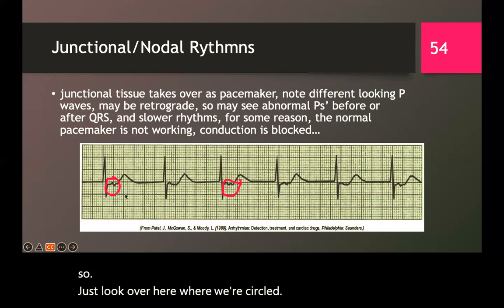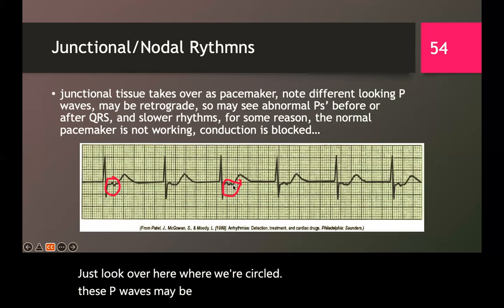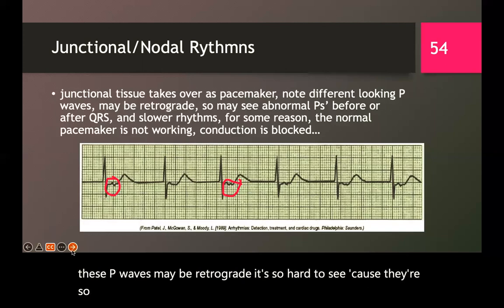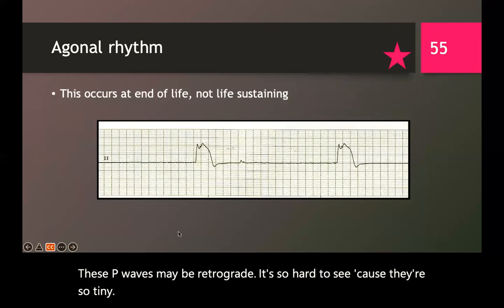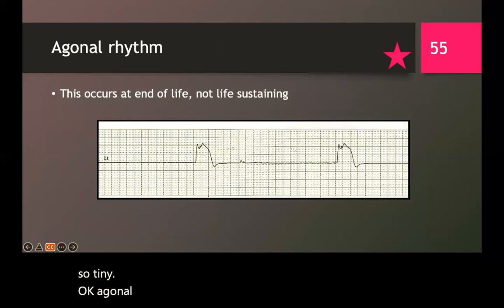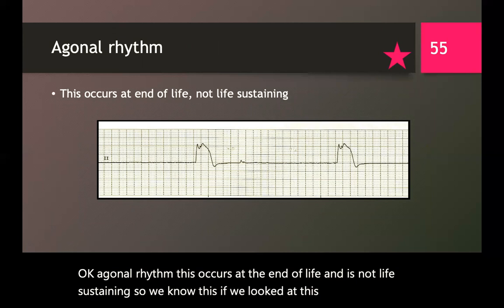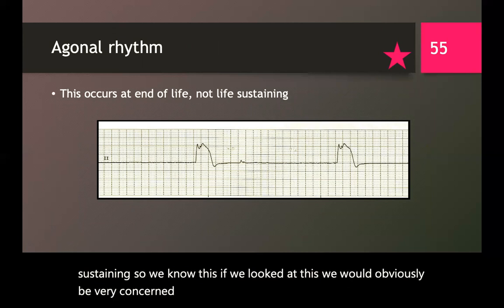These P waves may be retrograde. It's so hard to see because they're so tiny. Okay, agonal rhythm. This occurs at the end of life and is not life-sustaining. So we know this. If we looked at this, we would obviously be very concerned. There's minimal cardiac activity, and here basically the patient is essentially dead.